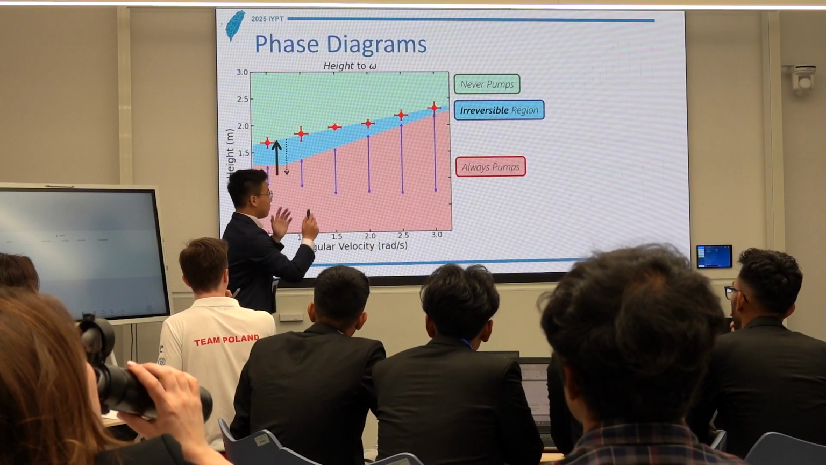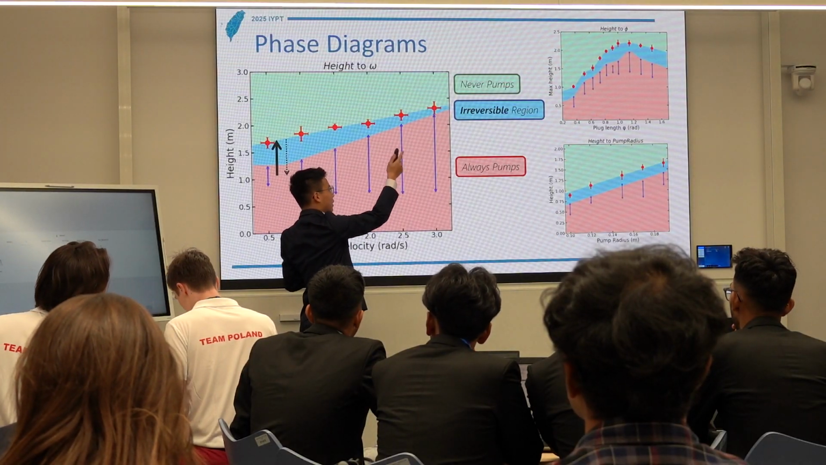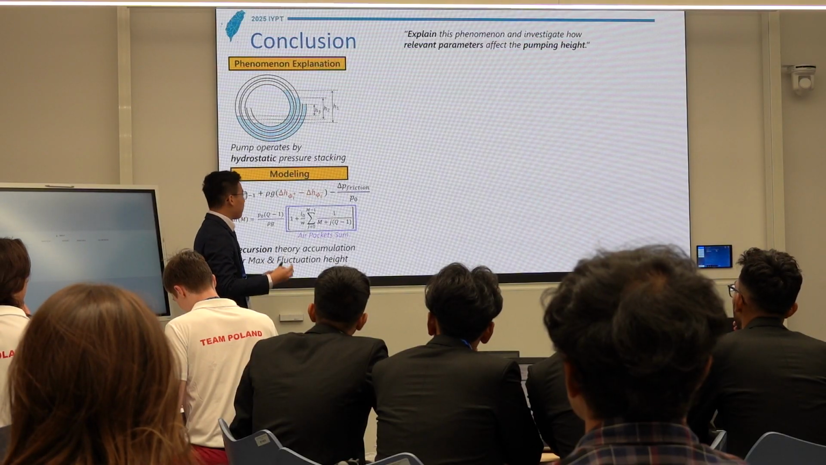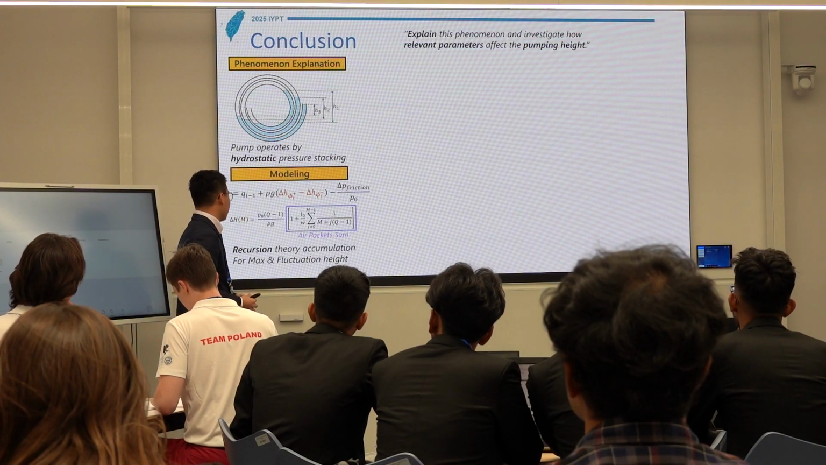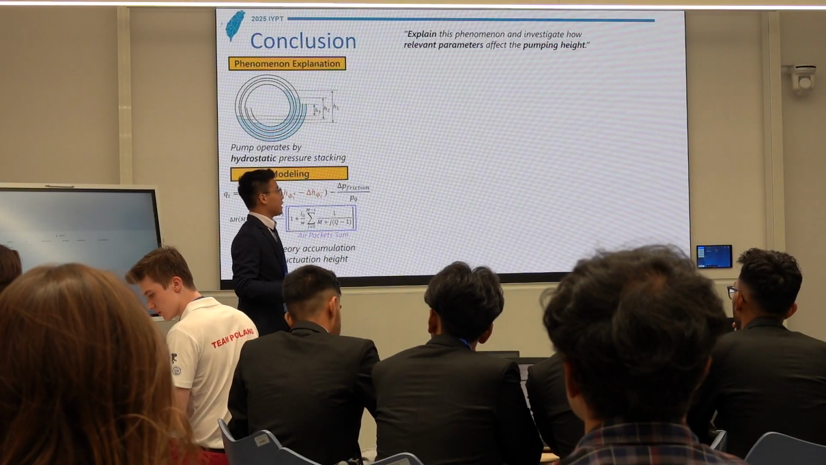And we can see this happens in all of our graphs, where we can interpret all of our graphs in a three-region pumping model. So in conclusion, the pump operates by hydrostatic pressure stacking, and I have a recursion theory for accumulation for maximum and fluctuating height.